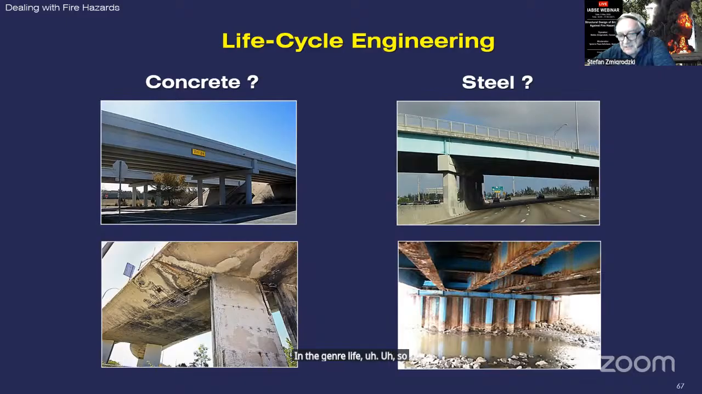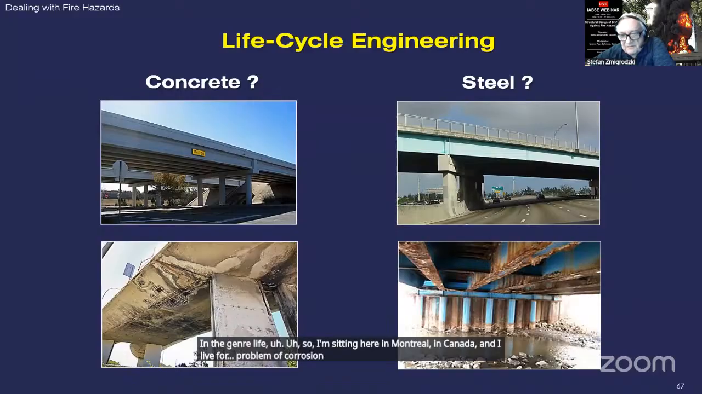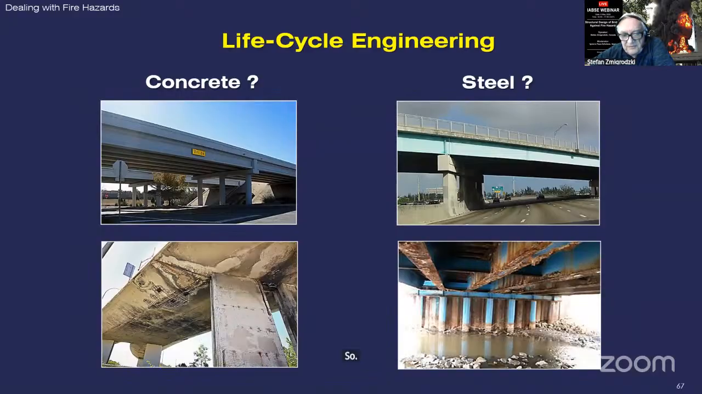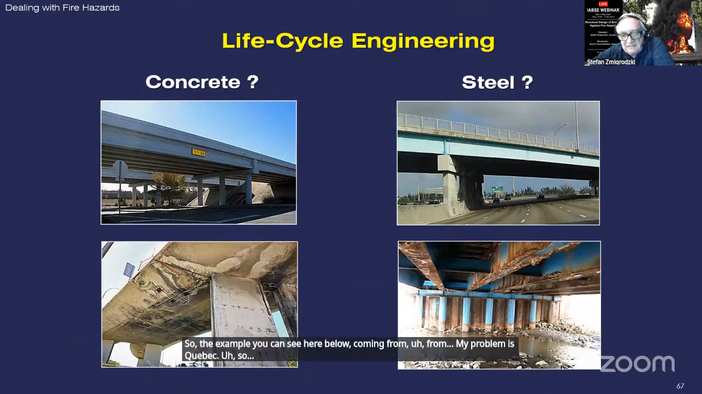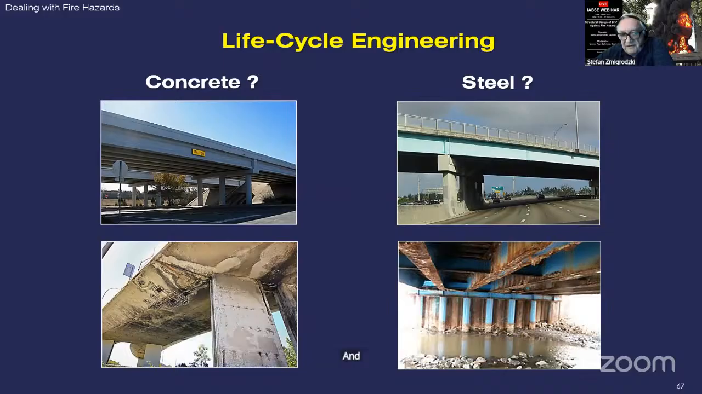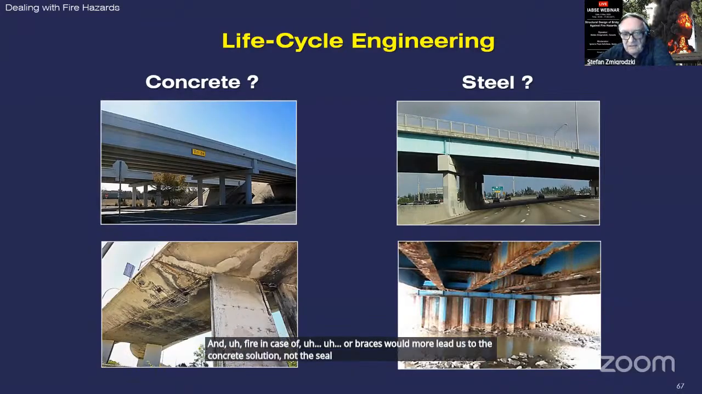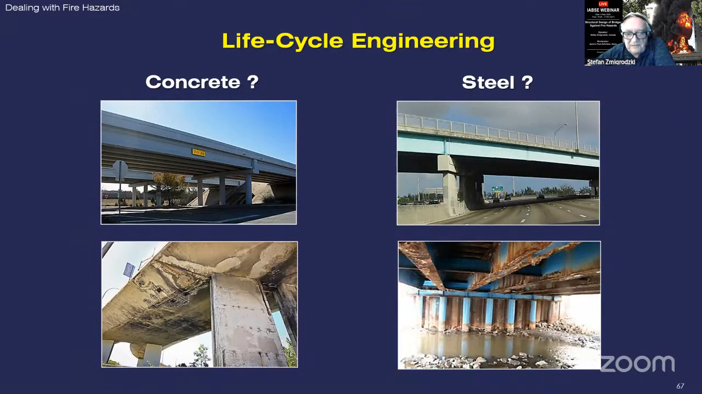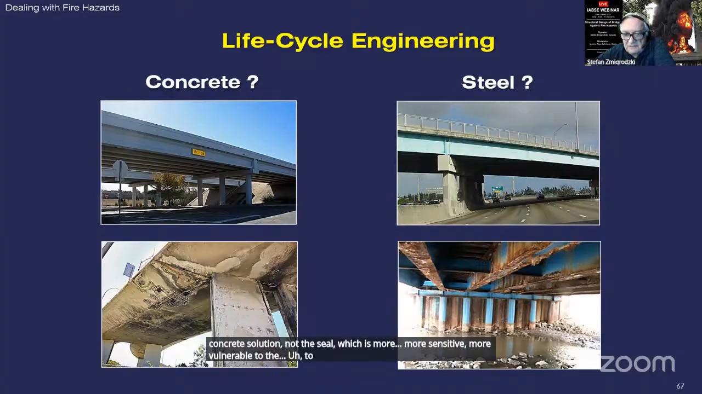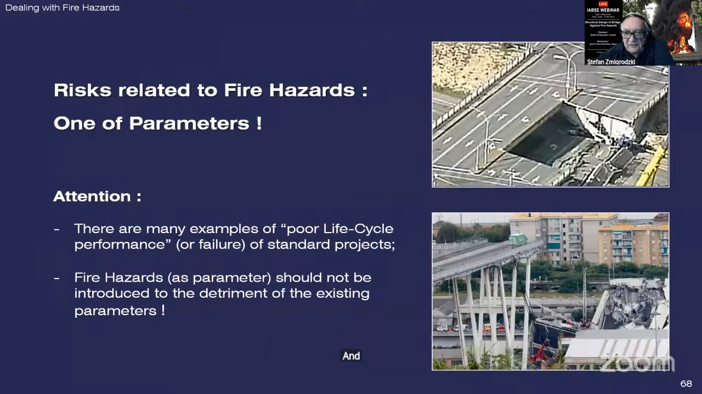So I'm sitting here in Montreal, in Canada, and the problem of corrosion is very important. So the example you can see here below comes from my province, Quebec. That's the primary element of design, not necessarily fire. And fire, in the case of bridges, would lead us more to the concrete solution, not the steel, which is more sensitive, more vulnerable to this risk. And how to deal with both aspects.